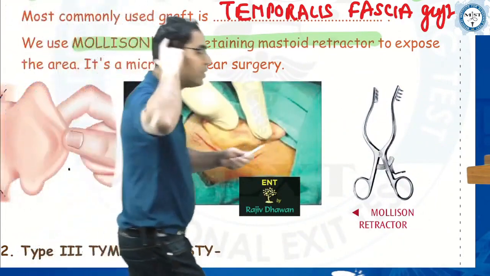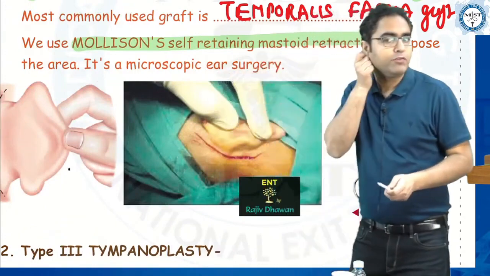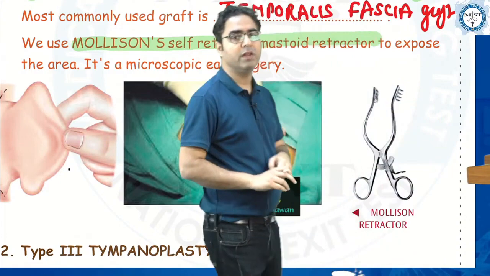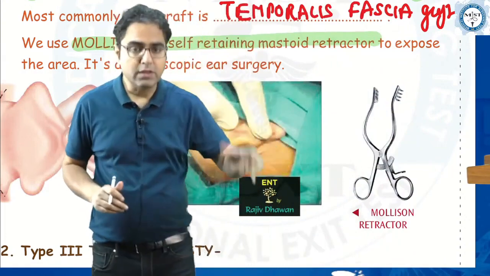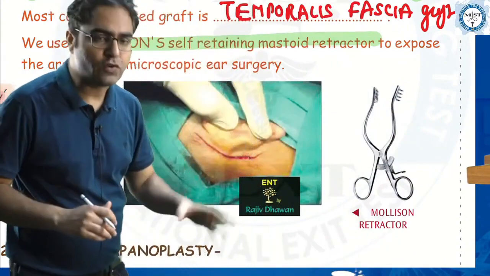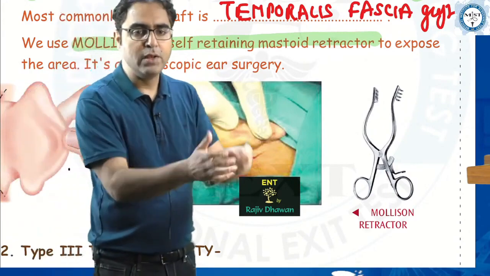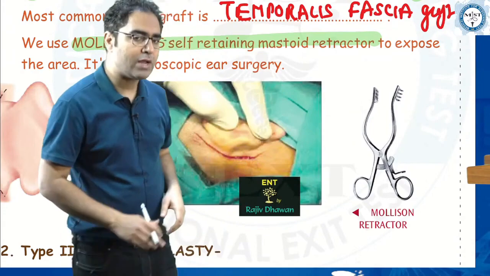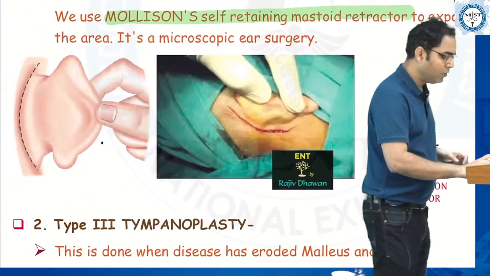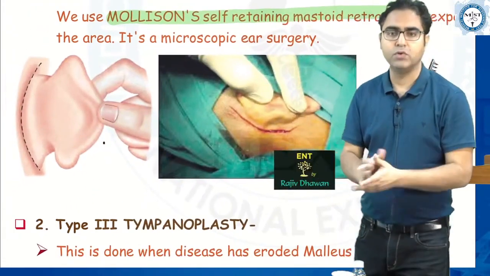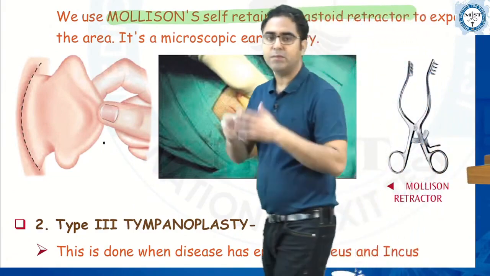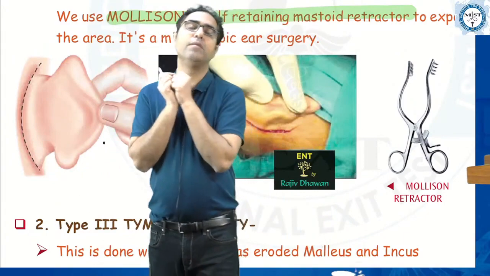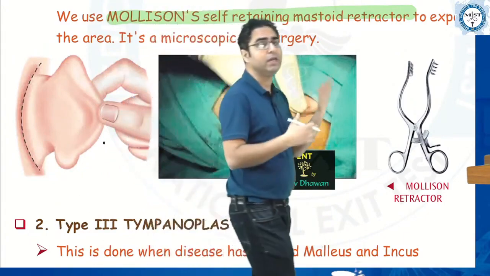Look at me. When you give a cut, how will you expose the area? In surgery we use retractors. In ENT for ear surgery, what is the name of the retractor? Mollison self-retaining mastoid retractor. We put the retractor and open it, the whole skin goes away from each other, and the ear is open over there. So we give a cut behind the pinna and we use this retractor to open up the tissues. What is the name of surgery? Myringoplasty. It's a microscopic ear surgery.